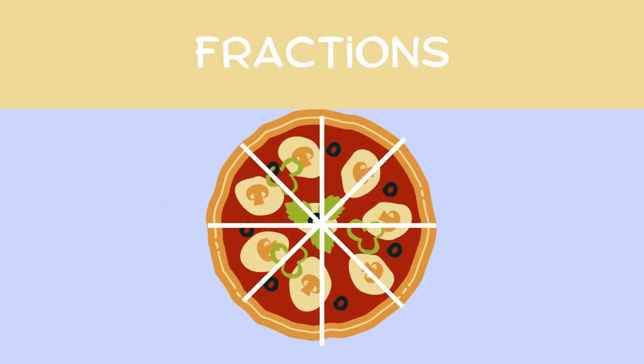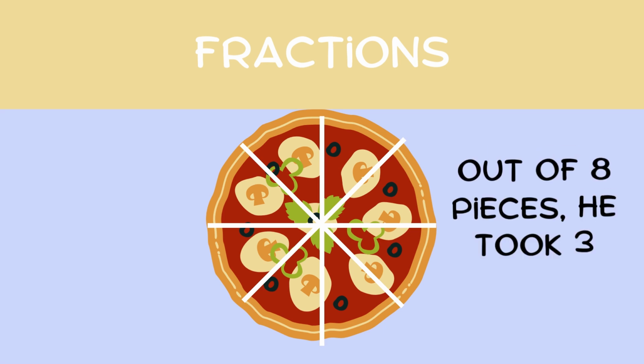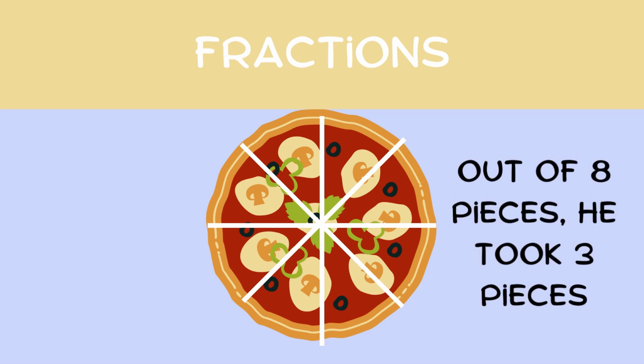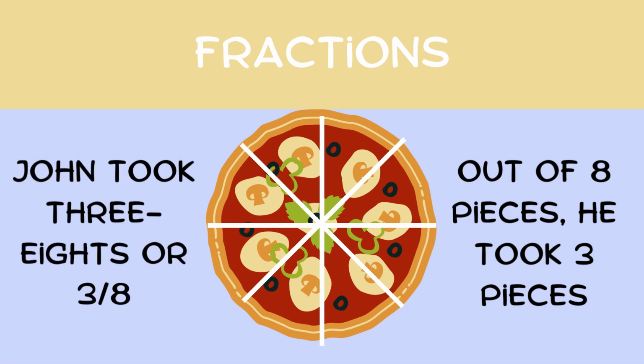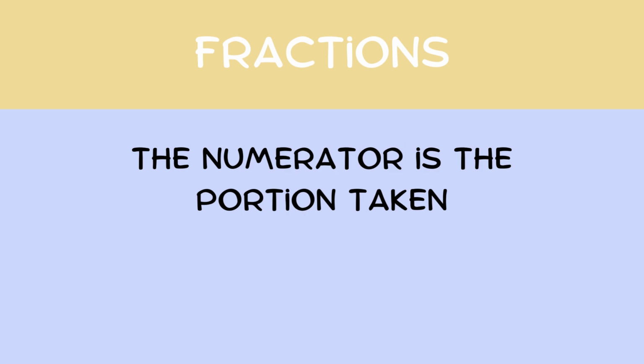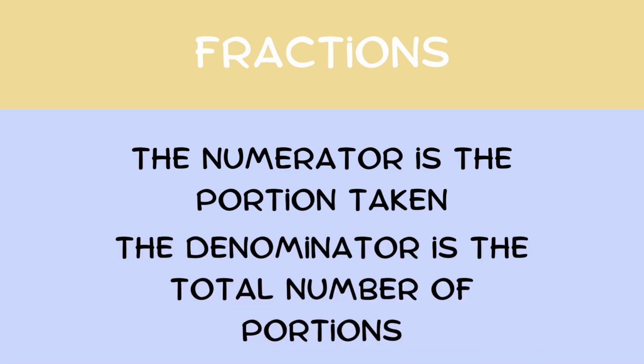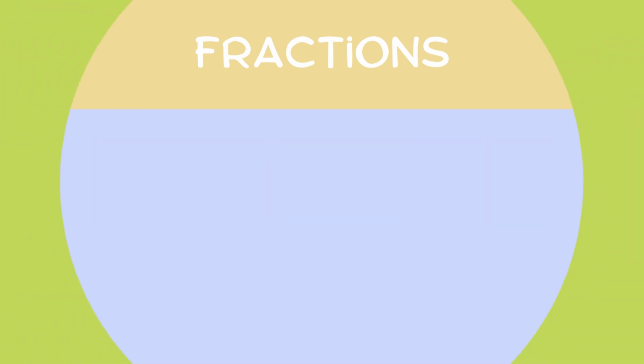Let's say we had a round pizza, which is cut into 8 pieces. If John were to take 3 pieces, how could we write that as a fraction? Well, out of the 8 pieces, John took 3. So therefore, we can say that John took 3/8. Simply put, the numerator is the portion taken, and the denominator is the total number of portions.